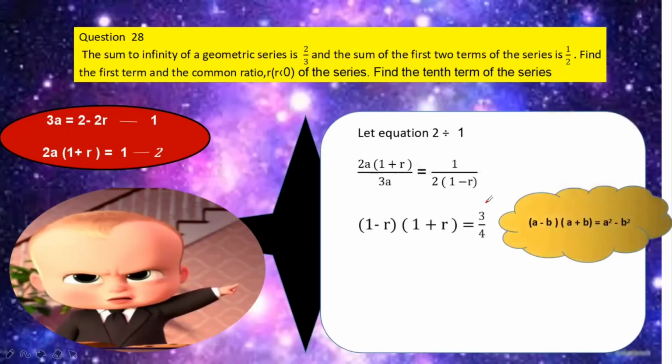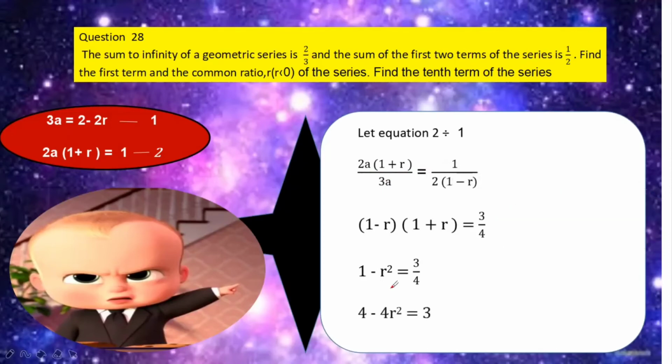Then you will get an equation like this, where 1 minus r is brought to the left, multiplied with the bracket of 1 plus r, equals 3 over 4. As you can see, in this scenario it involves a quadratic expression, where a minus b multiplied with a plus b equals a square minus b square. So I can compare and assume 1 as a and r as b. So I can make the equation 1 minus r square equals 3 over 4. Then I will bring the 4 to the left side of the equation. I'll multiply 1 minus r square and I'll get 4 minus 4r square equals 3.